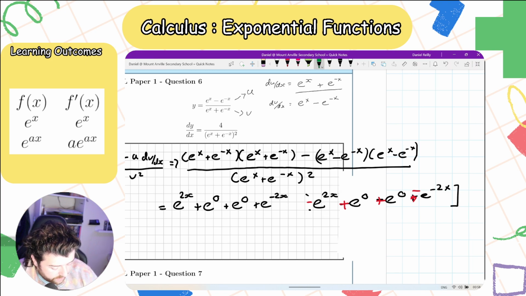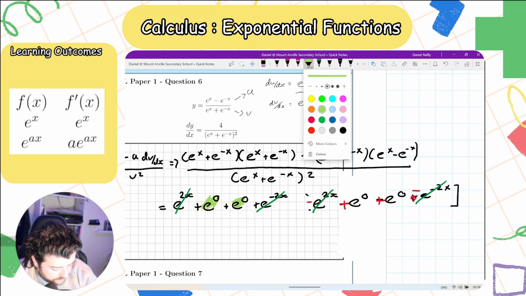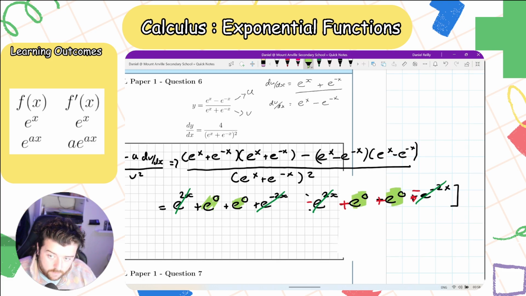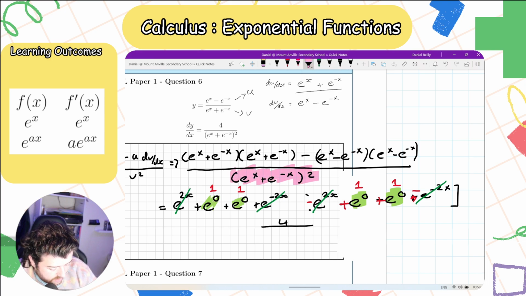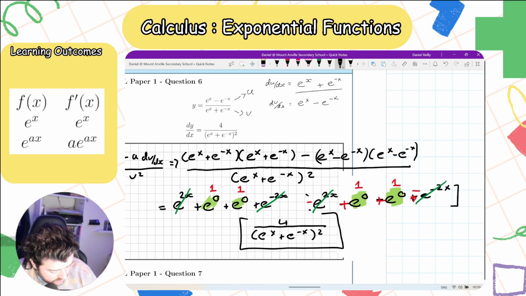So let's sort out my numerator first. e to the 2x minus e to the 2x, e to the minus 2x minus e to the minus 2x, they're going to cancel. So now I'm left with e to the 0, e to the 0, e to the 0, e to the 0. Anything to the power of 0 is 1. That's 1 plus 1 plus 1 plus 1, so I'm left with 4 on my numerator, and my denominator is still going to be this whole thing. So my denominator is (e to the x plus e to the minus x) squared, which matches what they want up here.